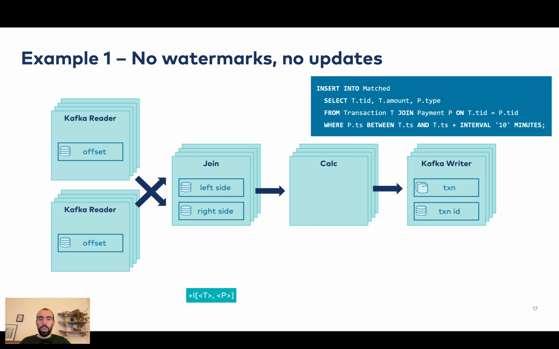And the join operator will then join left and right side together. It will produce a concatenated output row. This will then be passed to the calc. The calc might do some projection or filtering. And then this is sent to the Kafka writer, and the Kafka writer will convert this internal row into a regular Kafka message, serialized into some Avro, JSON, protobuf format or something like that, and write it out to a Kafka topic.